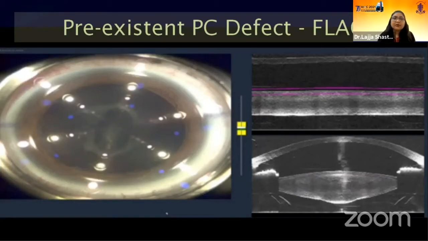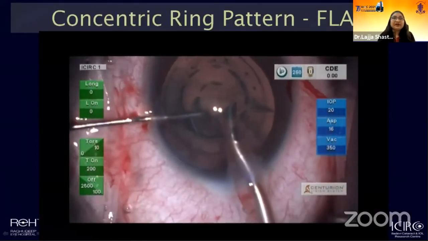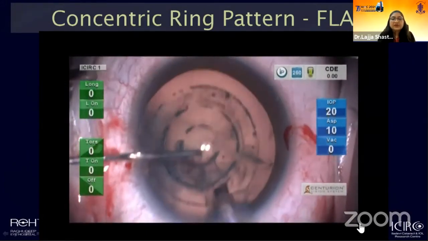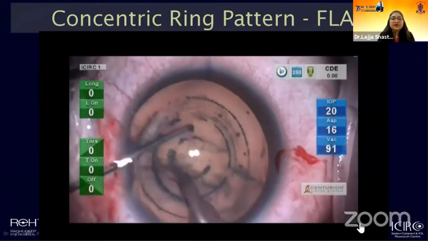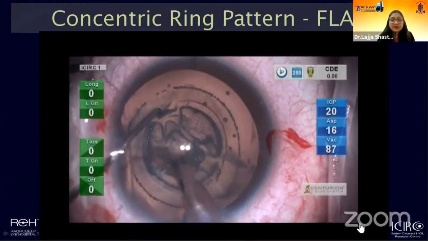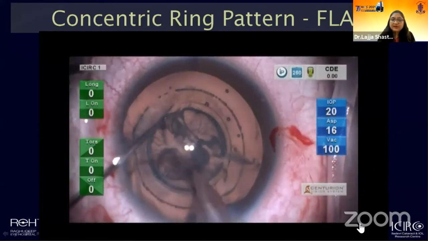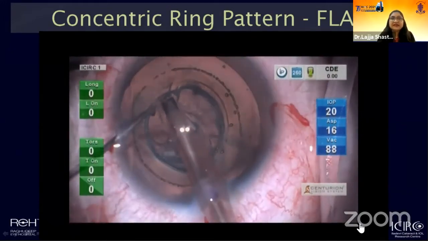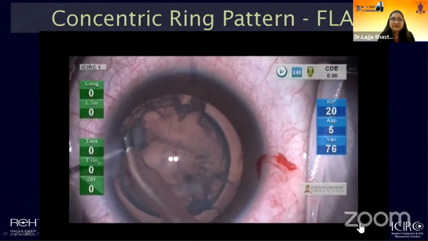which allowed us to employ the concentric ring pattern for lens division, which we could then subsequently peel off in a very sequential, controlled manner using low aspiration parameters that you can see on the right-hand side of the box: low bottle height, low aspiration flow rate, lower vacuum, such that the pre-existent PC defect did not extend any further, nor was there any vitreous prolapse.